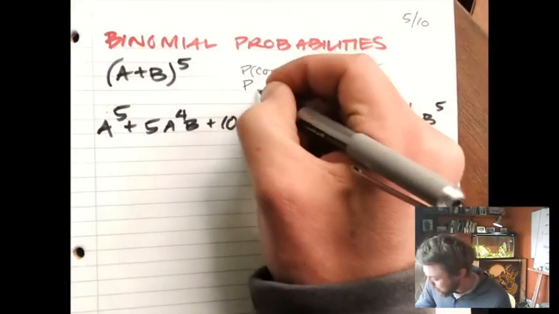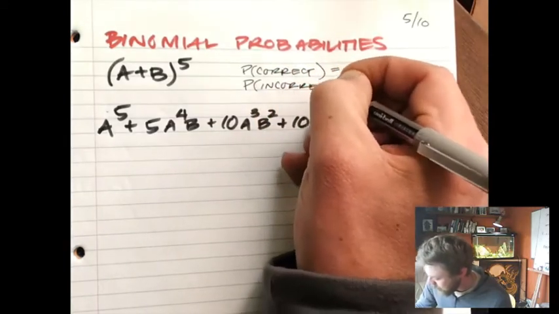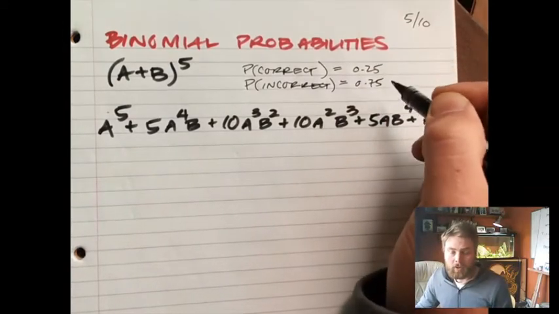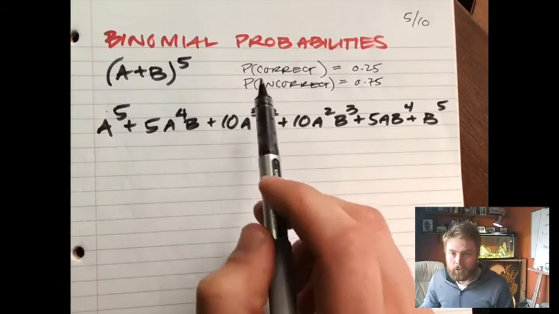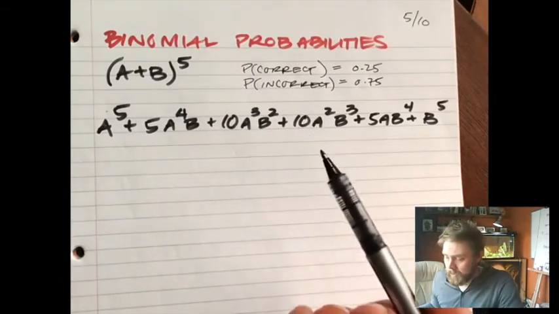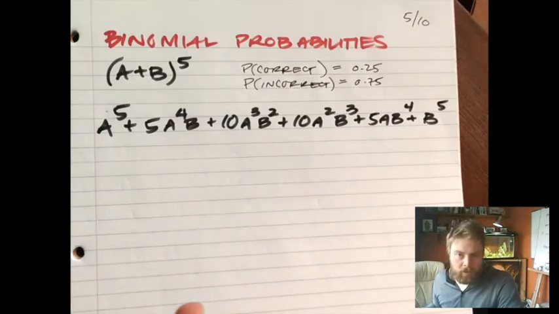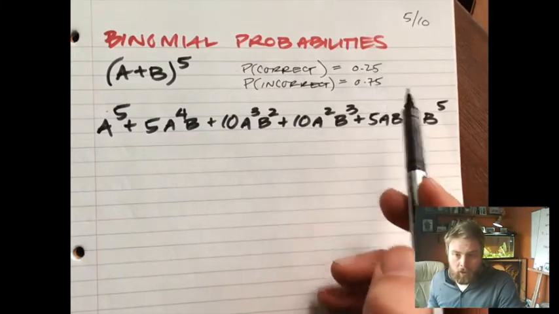And then incorrect, 75%. It has to add up to 100%. So binomial implies only 2 numbers are used. If you have a 3-number thing, like a problem with pulling marbles out of a bag that are red, blue, green, you can't do it with 3 options. It's only 2 options, either or.